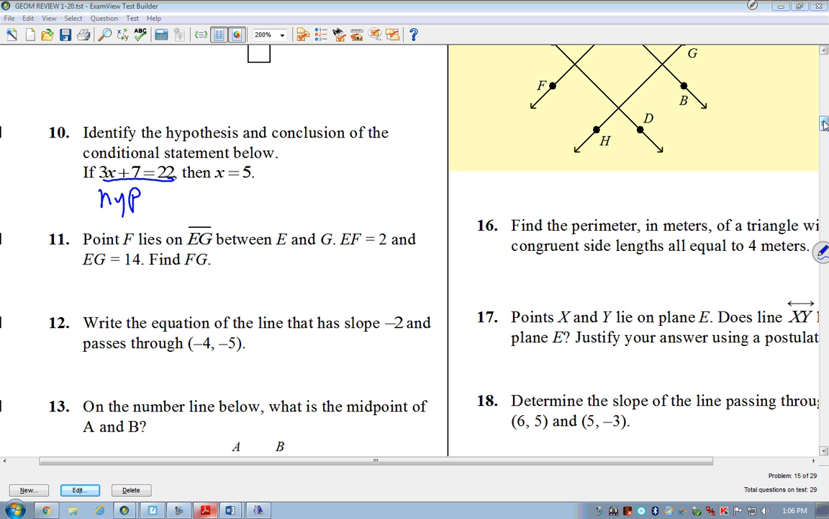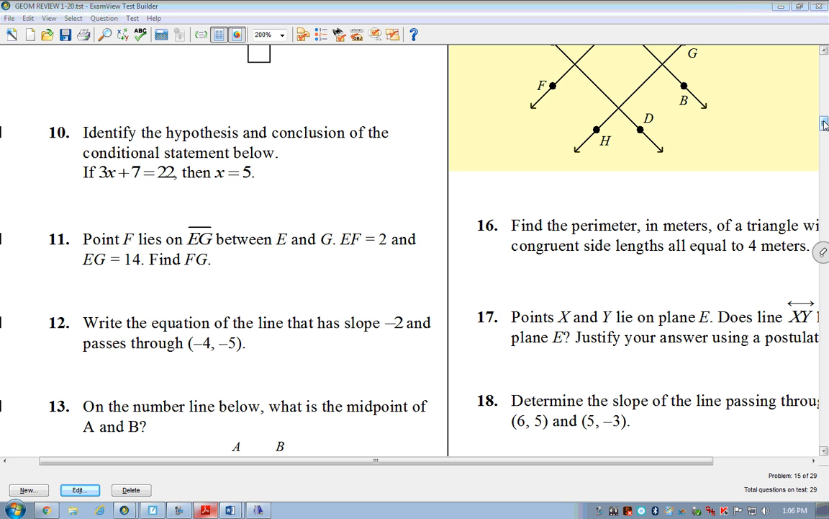How do I identify the conclusion in a conditional statement? After the word then and before the period. So what do I have after the word then and before the period? x equals 5 is my conclusion. Is that understandable for us? We do not include the words if or then.